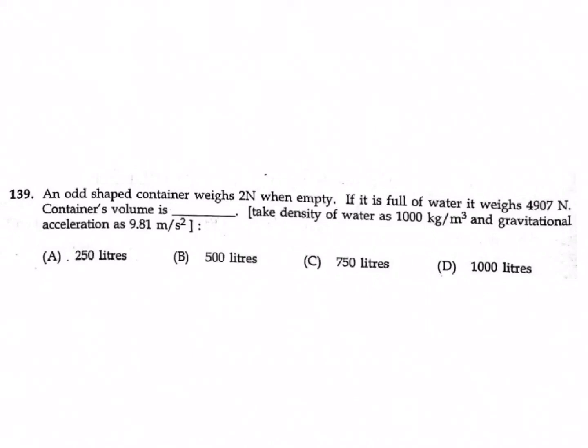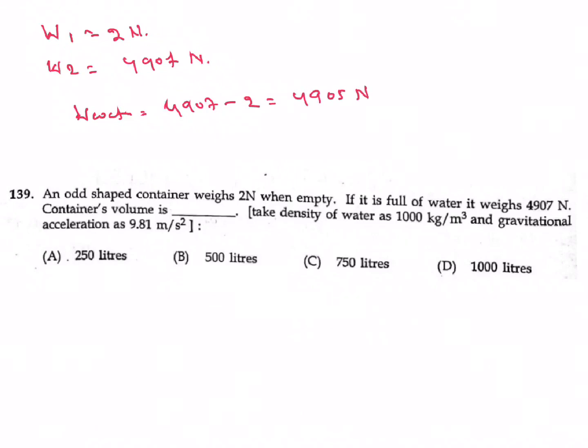Let W1 be 2 Newton and W2, when full, be 4907 Newton. So the weight of water is W2 minus W1, 4907 minus 2, which is 4905 Newton. This is the weight of water, and we know weight equals volume into specific weight, volume into rho g of water. So from here we can calculate volume.